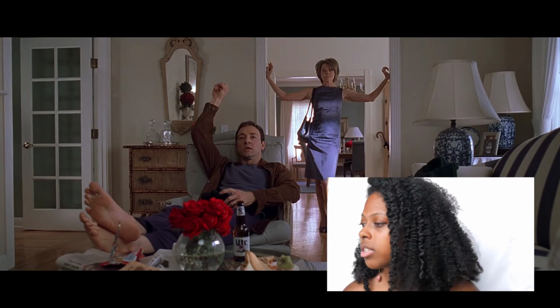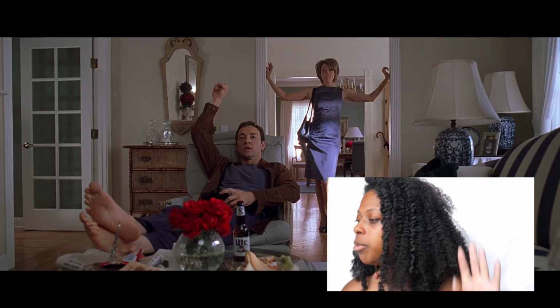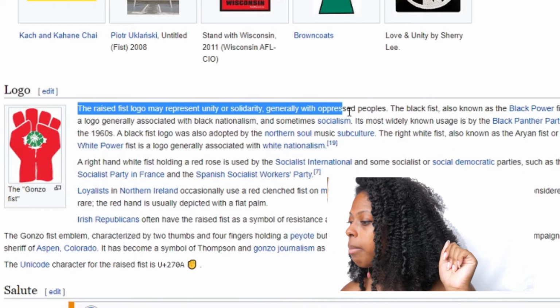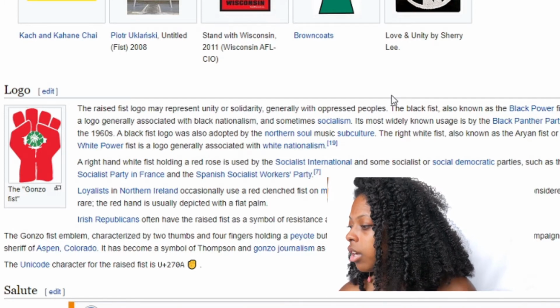So he puts up the I rule fist. Actors are told to do these things, right? He didn't just do this just because. Or maybe he did. But the raised fist may represent unity or solidarity, generally with oppressed people. If we were to take that little piece of information and apply it to what he's doing, what he's really saying is that I'm no longer a part of this system. I am not being oppressed by the American dream system. I don't care about this perfect career. I don't care about money. I don't care about materialistic things. I just want to be happy. I just want to do what I want to do, buy what I want to buy, and nothing is holding me back from it. Because at the end of the day, we die.